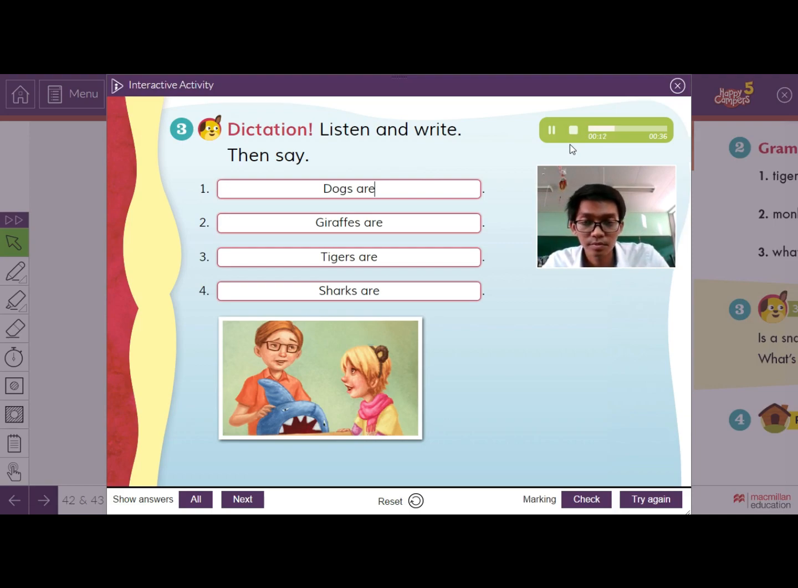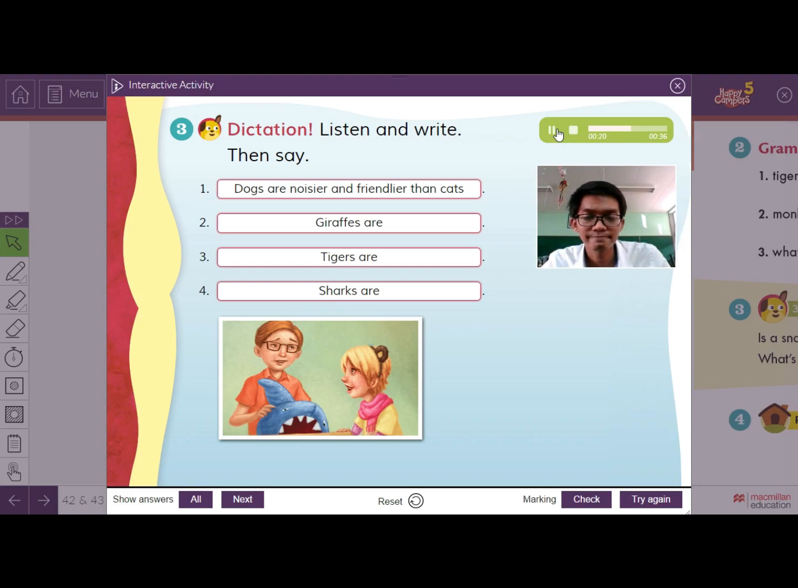1. Dogs are noisier and friendlier than cats. What is it? Dogs are noisier and, wait, I forgot again. Friendlier than cats. Noisier and friendlier than cats.